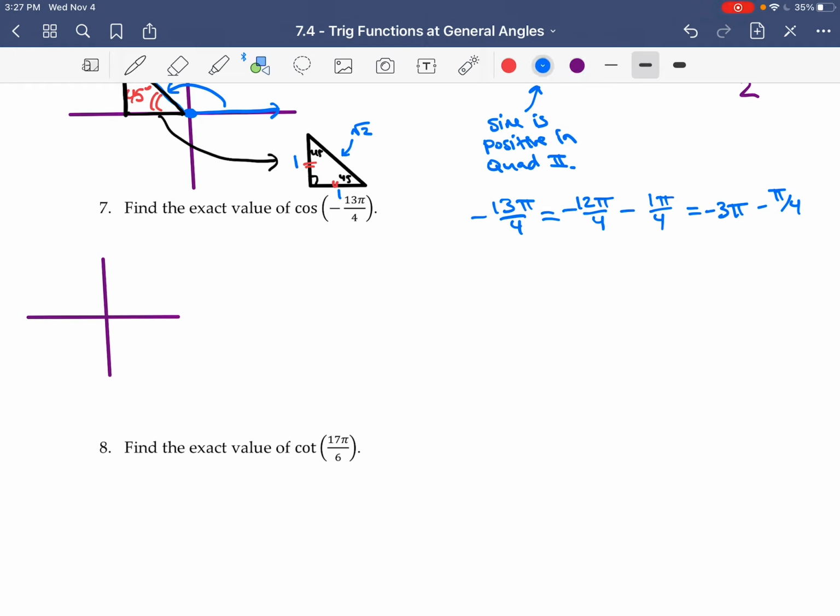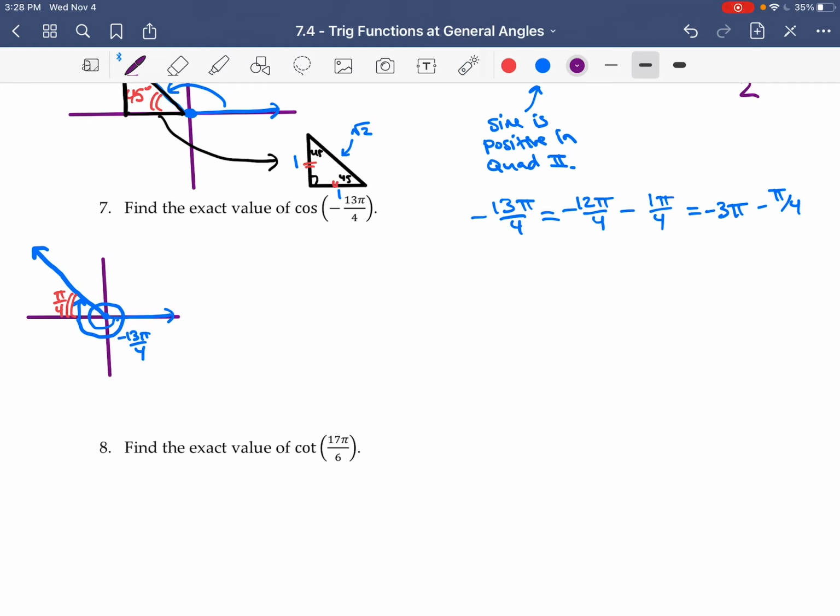Okay, so if I'm drawing that, there's my initial side. So I want to go 3 pi, okay, so that's 1, 2, 3 pi. And then pi by 4 more is going to be halfway through that. Okay, so that is the angle, negative 13 pi by 4. Okay, the reference angle here is going to be pi by 4, or 45 degrees.